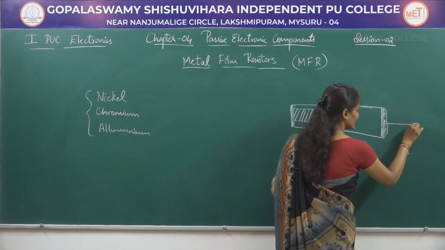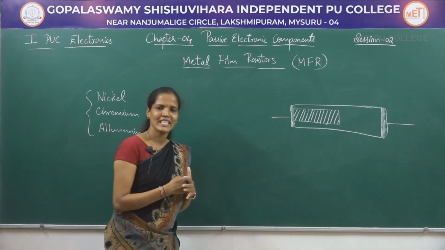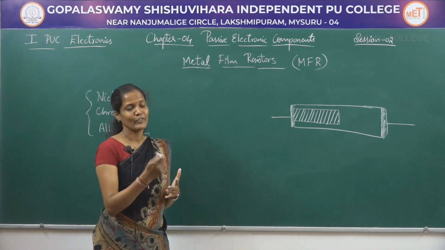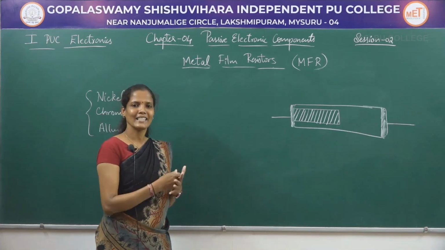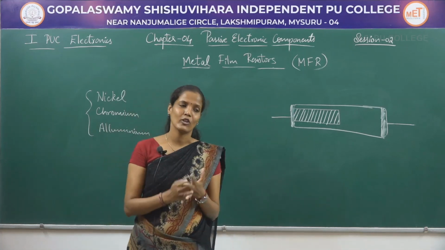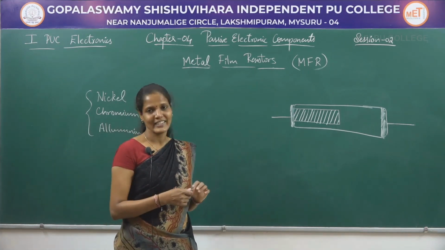These are the two leads. And later on, a non-conducting material will be coated on this resistor for insulation and for providing mechanical strength. And the last step is that a number of color bands will be coated, that is either the 4 color band or the 5 color band, to indicate the resistance value of this resistor.